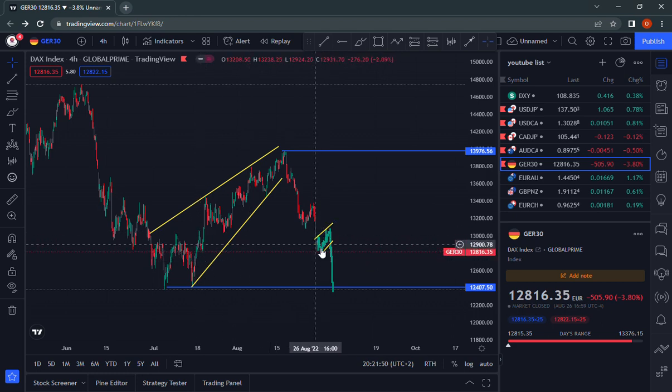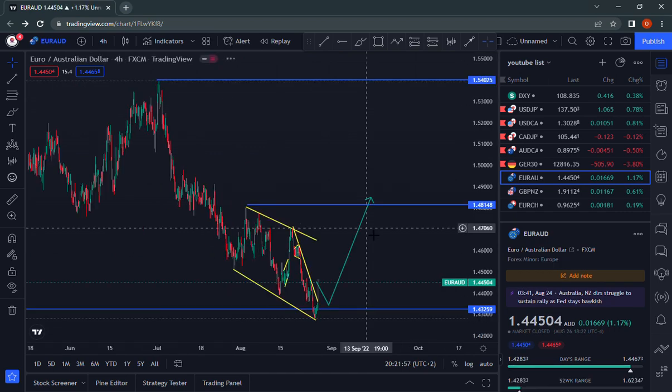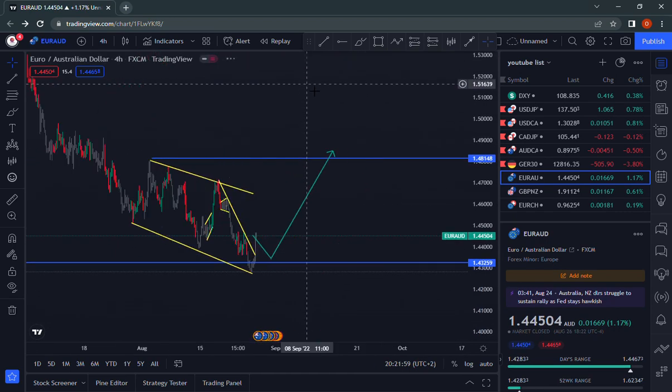Okay, so just watch out for that correction before the next move to the upside. Okay, so now here we have EURAUD. This one is actually looking nice for a buy.